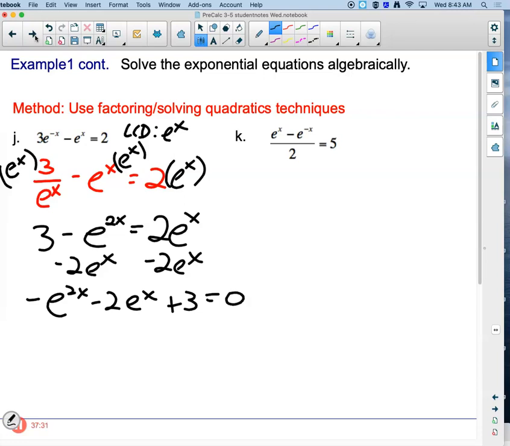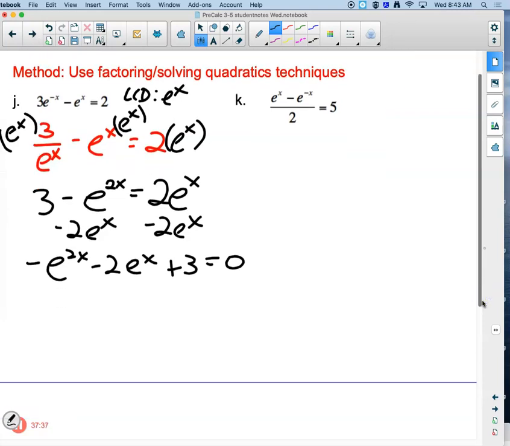But that gives me a negative in front of my first term. And we know that we're not supposed to leave a negative in front of our first term because then we have a greatest common monomial factor of a negative 1. But that's easy enough to get rid of. We can just divide both sides by negative 1.